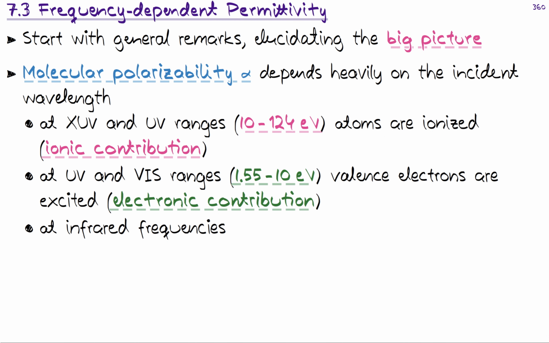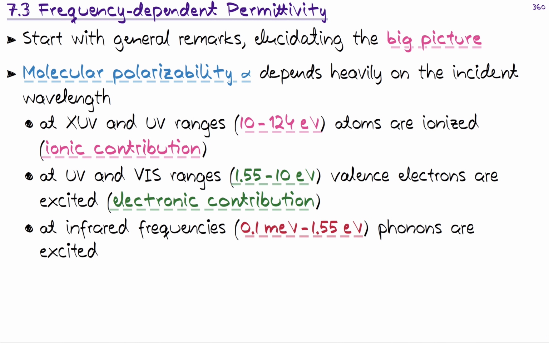And then when you go to longer wavelengths, so smaller frequencies, we speak of infrared frequencies, and the eV range will be 0.0 milli electron volt all the way to 1.55. That's the regime where we have infrared radiation. What we actually excite in our solid piece of matter are phonons, those lattice vibrations that we were describing in chapter 4. So the subsequent name for the contribution is the lattice contribution.